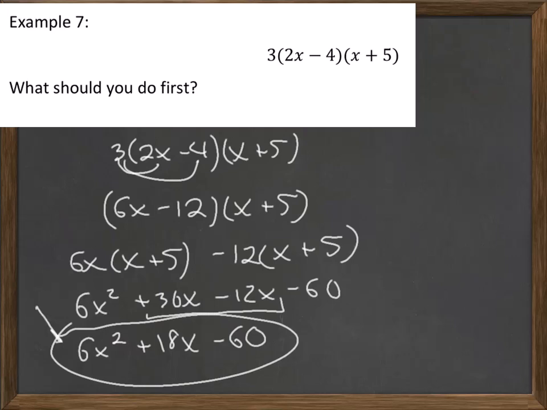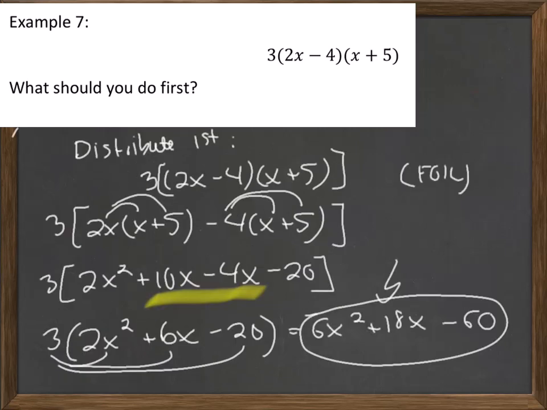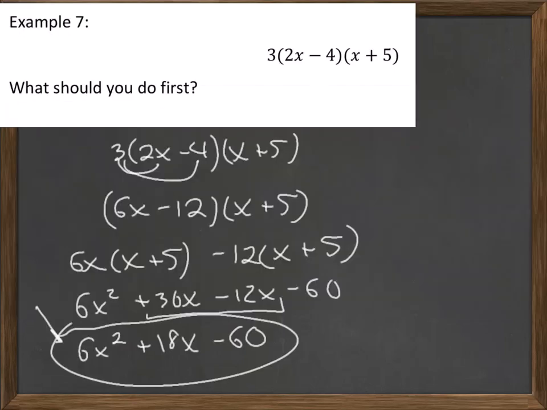So again, you could multiply by 3 first, as I did here, or you can distribute first. As long as you follow the correct rules, you will get the same answer.